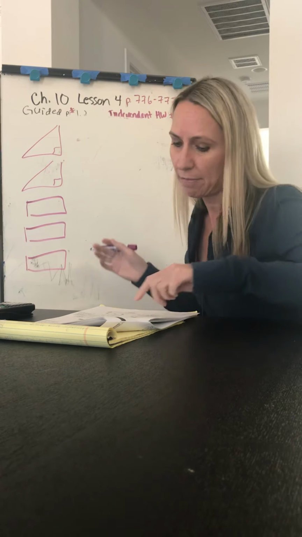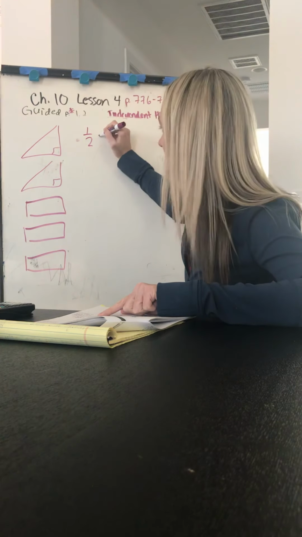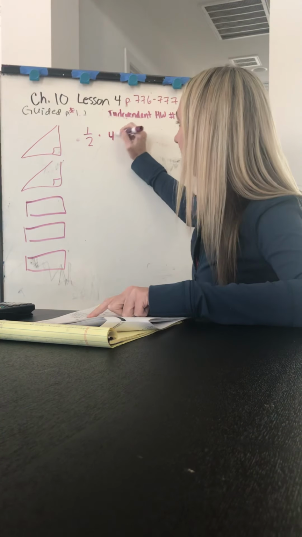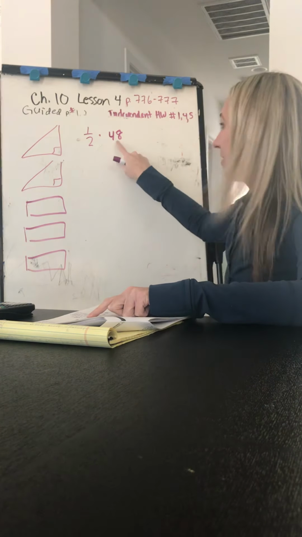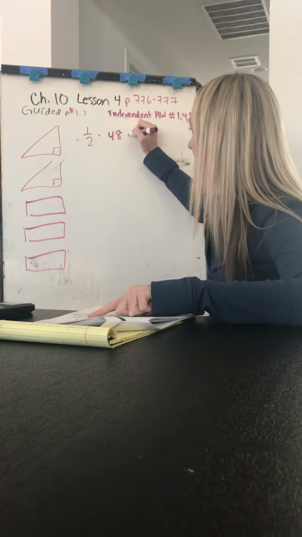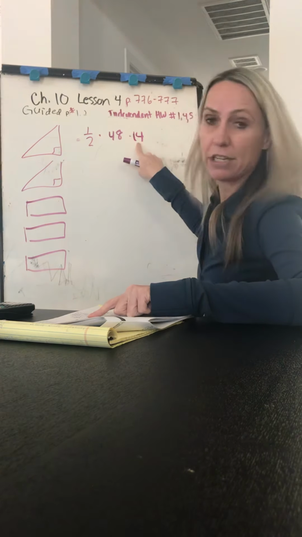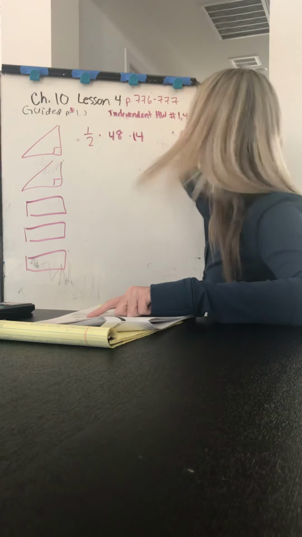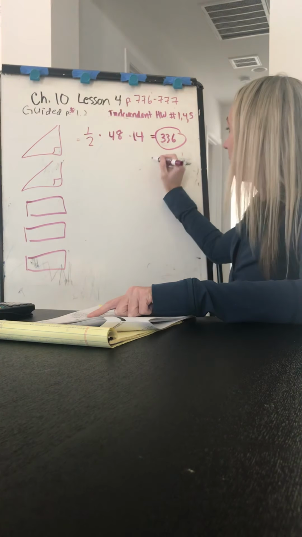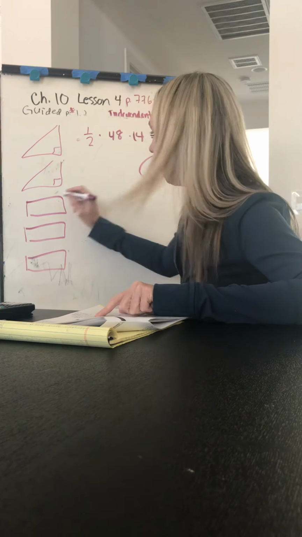And it does take a long time. So we're going to do 1/2 times the base times the height. My copy's kind of hard to read, so I don't know if it says 4.8 or 48. I'm just going to use 48 because I can't really see if it was a decimal or not. If it was, you could just change it. I'm going to use 48 and 14. So 1/2 times 48 times 14 gives me 336. That's the area of this triangle, so the area of this triangle is also 336.